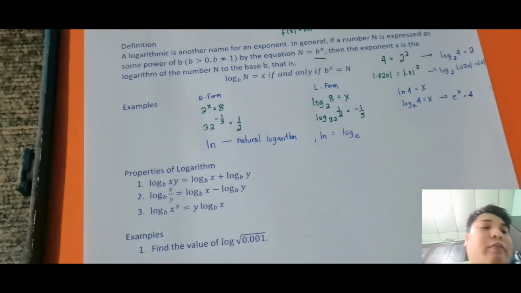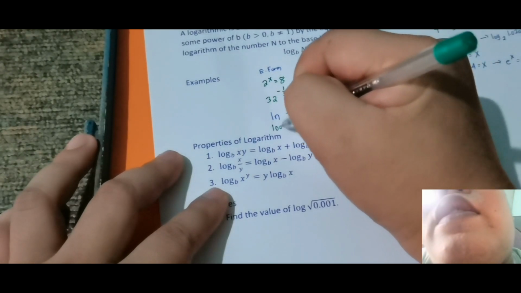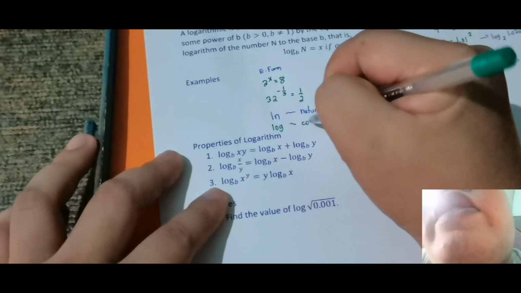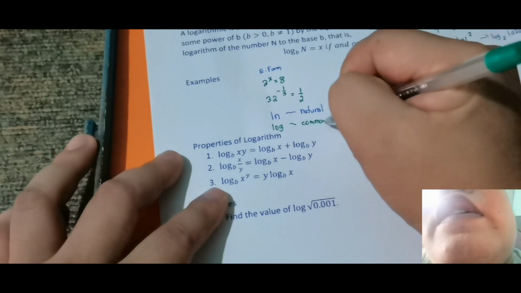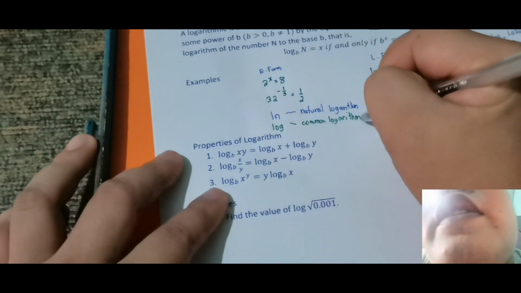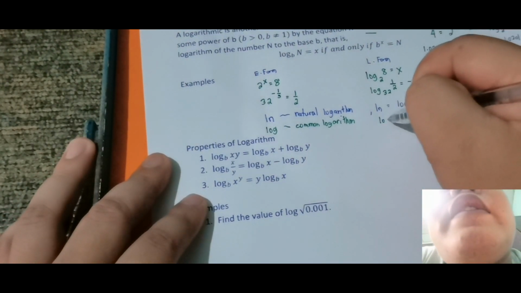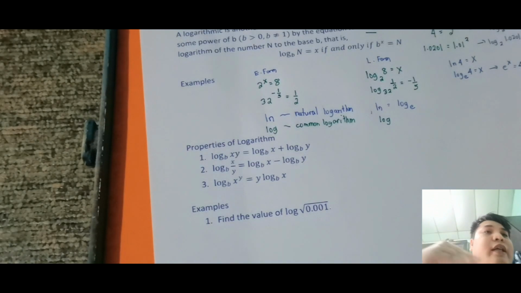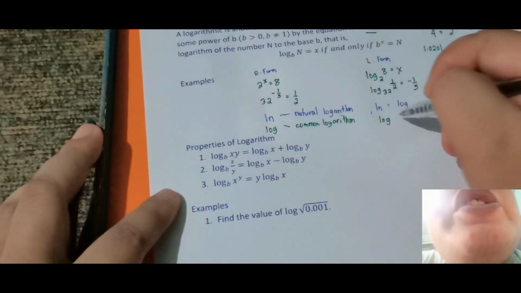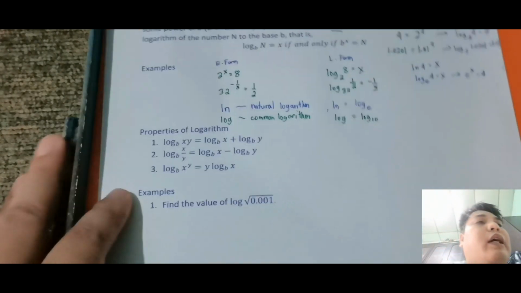Now, may mga logarithm naman na meron tinatawag naman tayo na log. So ito naman is yung common logarithms. Sir, ano naman yung common logarithm? Ito yung mga logarithm na kung saan walang nakasulat sa base. Okay, so kung may napansin ka, walang nakasulat sa base, ibig sabihin nun, fix siya na logarithm base 10. So ang tawag sa kanila ay common logarithm.